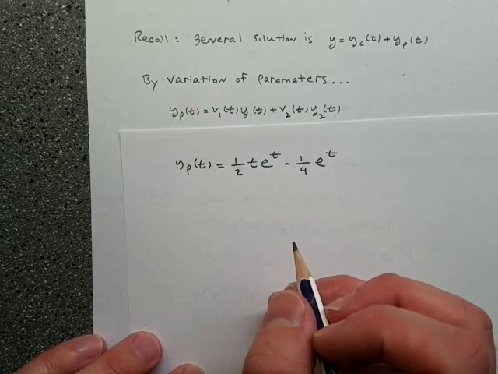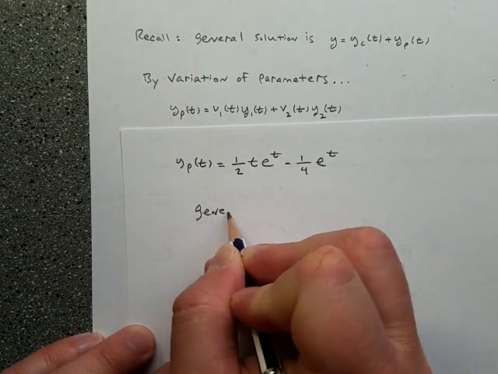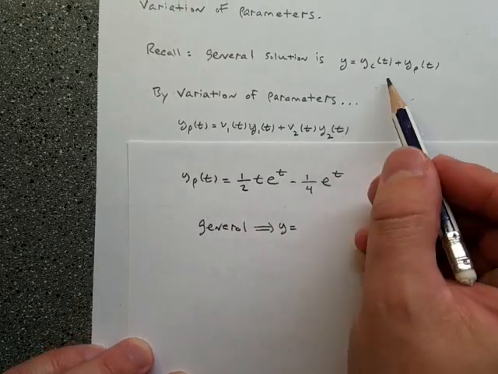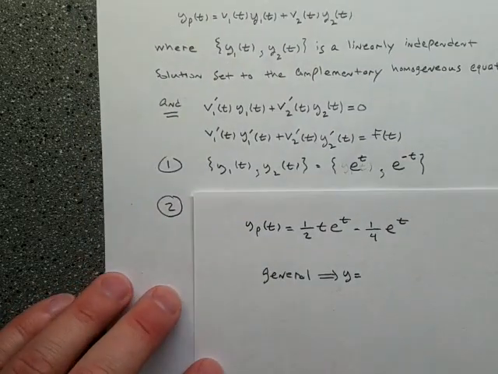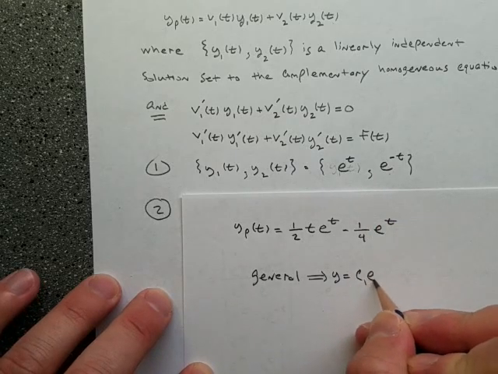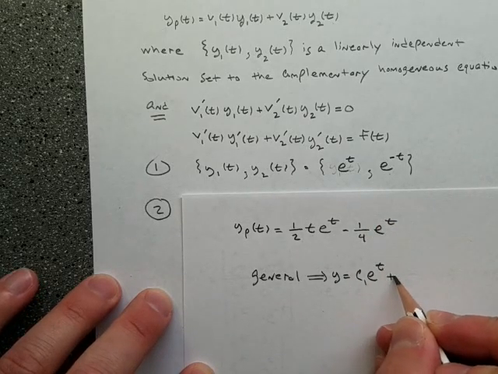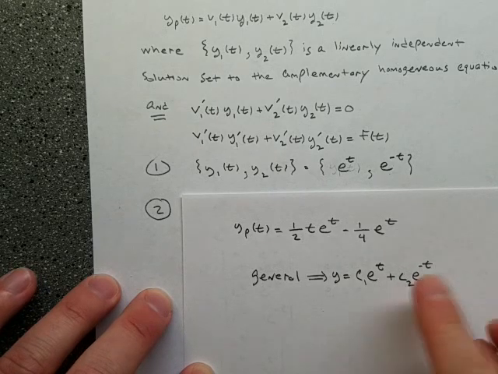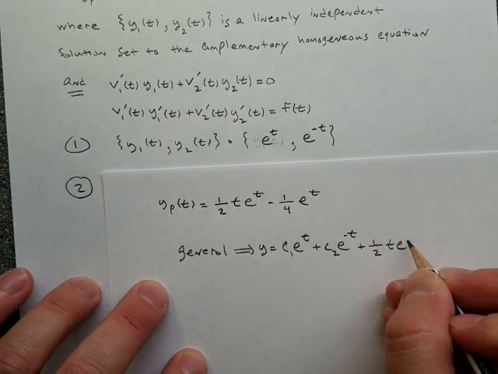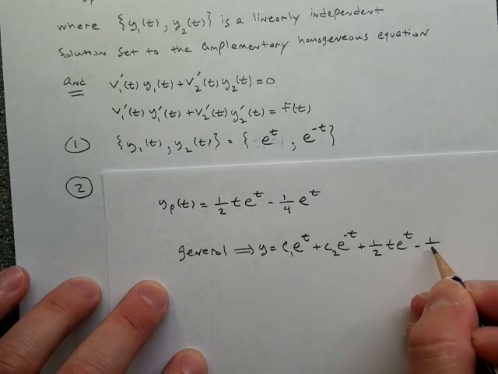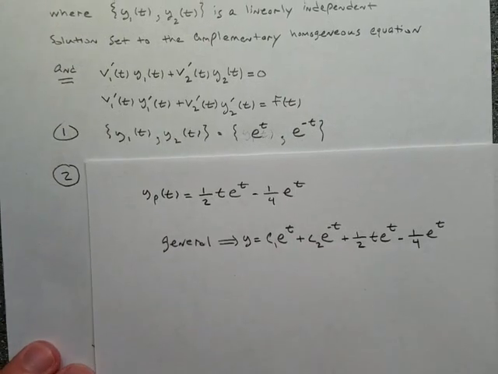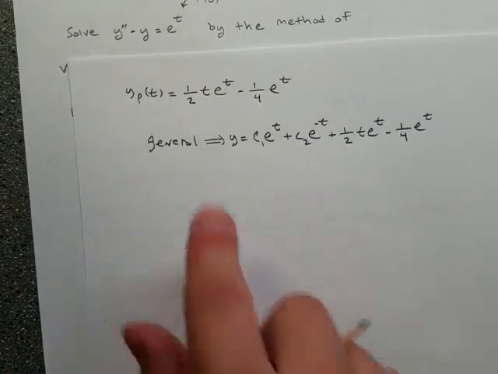So here's the general solution to that original problem. Y is equal to, what would this be? The solution to the complementary homogeneous? Well, those are the elements of it right there. So we'll get c1 e to the t plus c2 e to the minus t. And then plus this thing, 1/2 t e to the t minus 1/4 e to the t. So that should be our general solution right there.